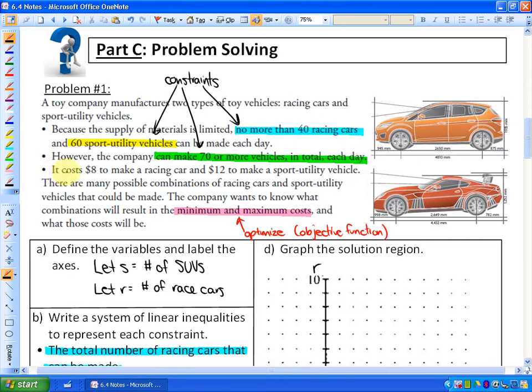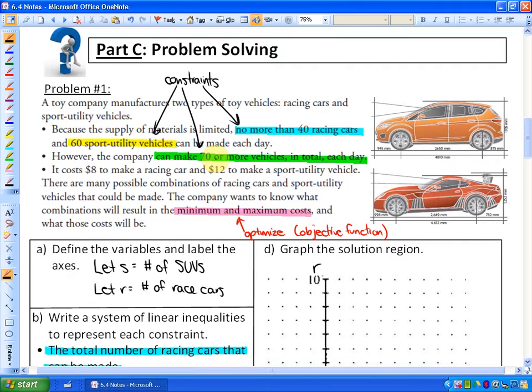Third bullet, it costs $8 to make a racing car and $12 to make a sport utility vehicle. That's not a constraint, it's just a fact. They're not constrained by the cost here at all. It's just telling you how much each one costs to make. There are many possible combinations of racing cars and sport utility vehicles that can be made. I actually want to stop there and let's just find out all the possible combinations of racing cars and sport utility vehicles that can be made according to these three blue, yellow, and green constraints.